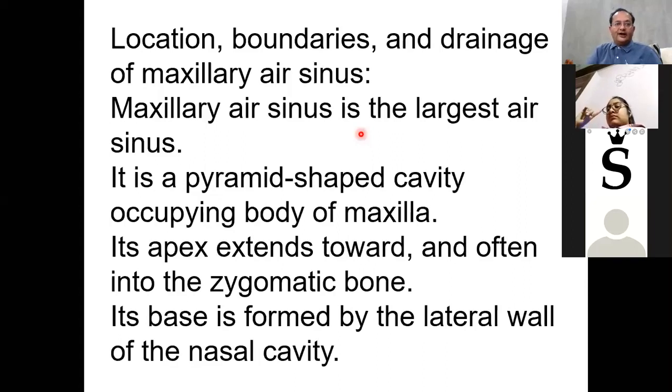Location, boundaries and drainage of maxillary air sinus. Maxillary air sinus is the largest air sinus. It is a pyramid shaped cavity occupying the body of maxilla. अब हमें इसके बारे में ज्यादा डिस्क्रिप्शन में नहीं जाना है. दूसरा टॉपिक हम टेरिगोपेलेटाइन गैंग्लियन पढ़ेंगे. Because the time is limited, तो मैं just read कर रहा हूँ उसको. Its apex extends towards and often into the zygomatic bone. Its base is formed by lateral wall of the nasal cavity.